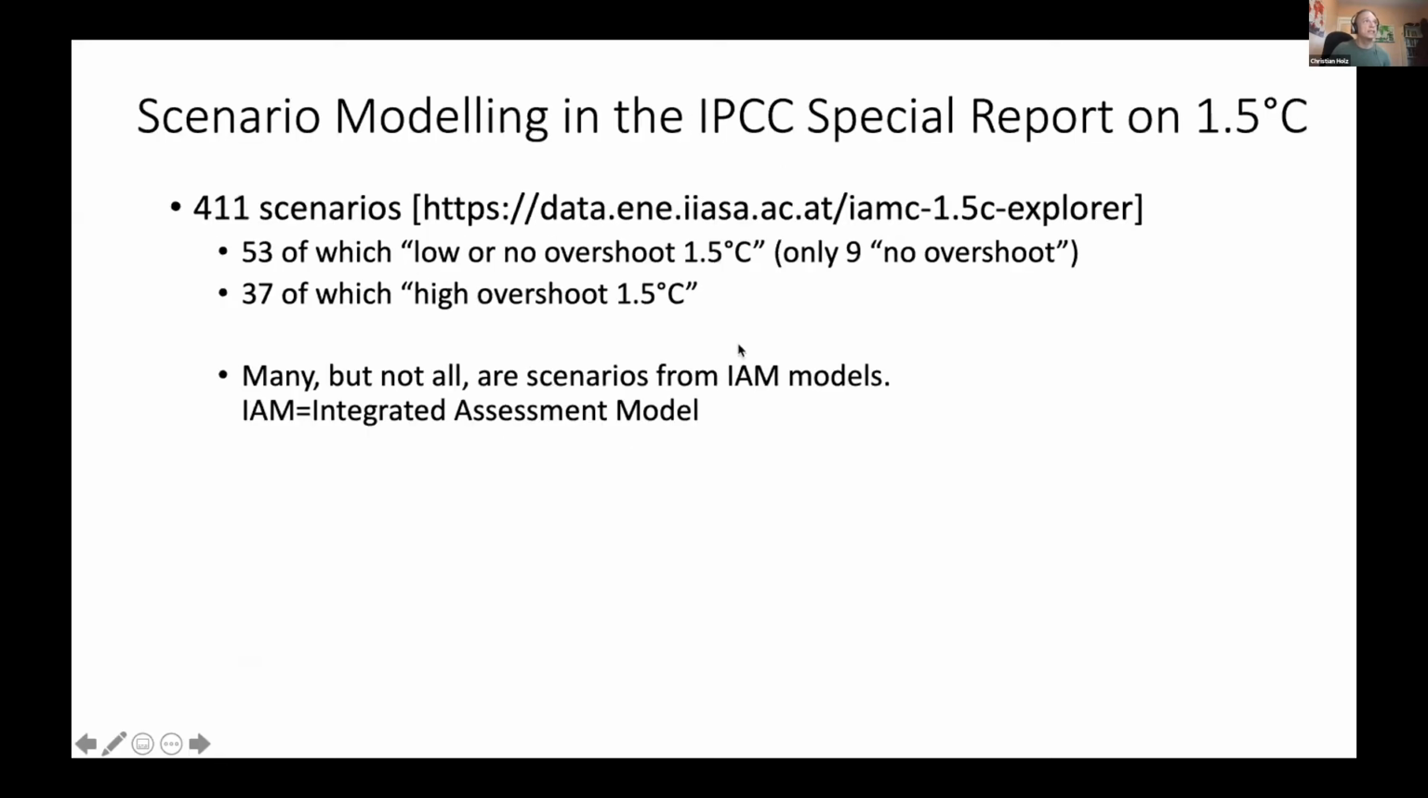And as I said, the special report looked at 144 scenarios. Here's a link to the Scenario Explorer. You can explore the scenarios with the Scenario Explorer.